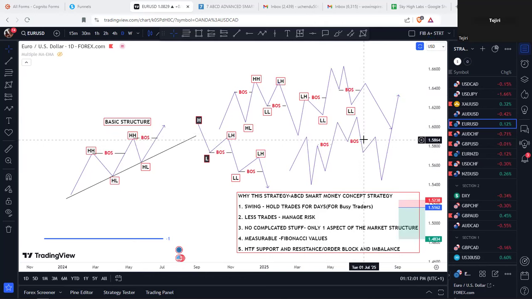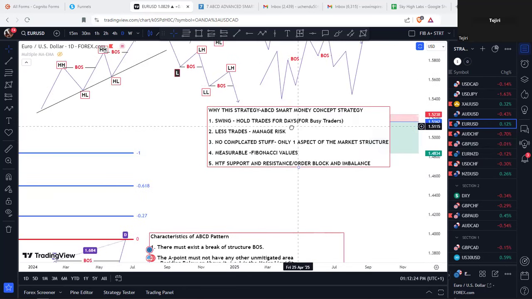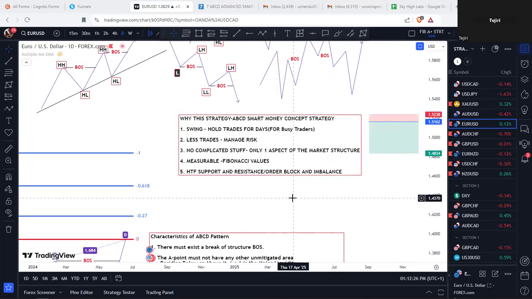So among all these breaks of structure, we now look at this ABCD pattern. Based on the measurement, that is when we can consider that this is a valid ABCD pattern to take. It's not all ABCD patterns we trade. We look at the ones that meet our criteria for us to trade. So this is the origin of the ABCD pattern. Then ask yourself, why this strategy? Why the ABCD pattern?